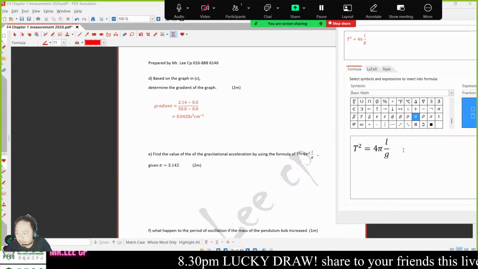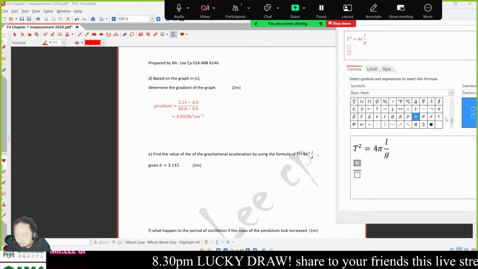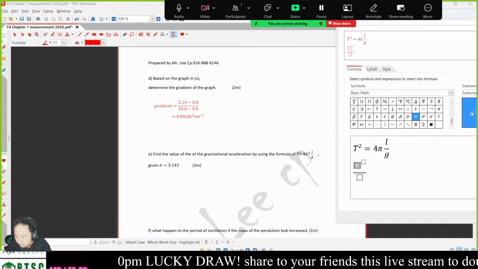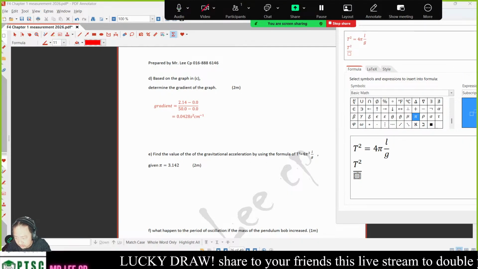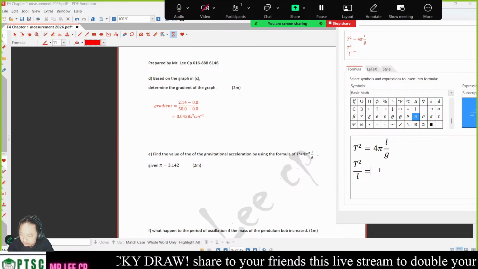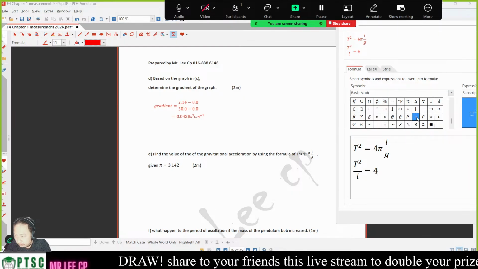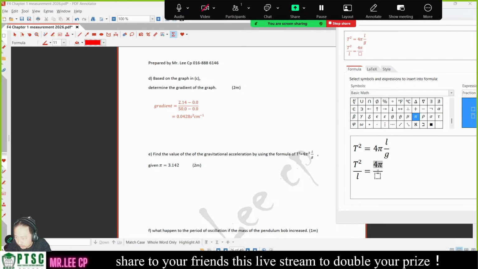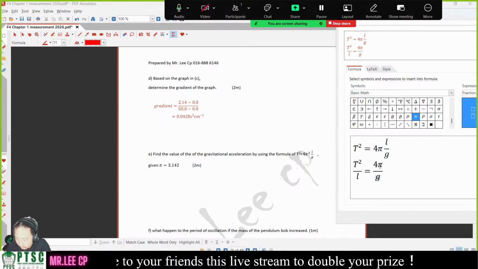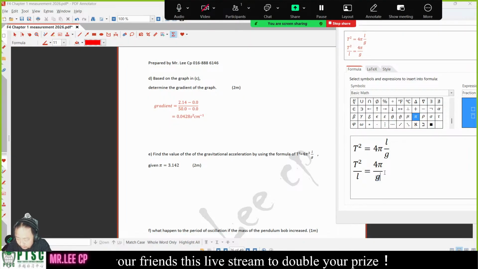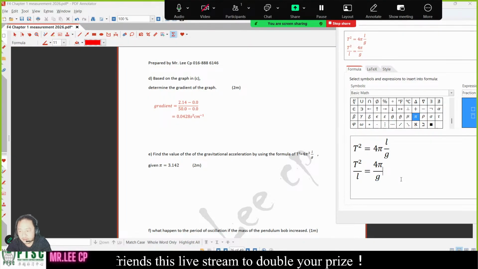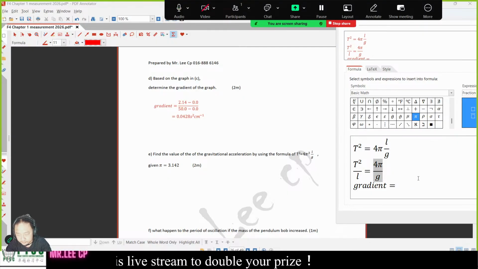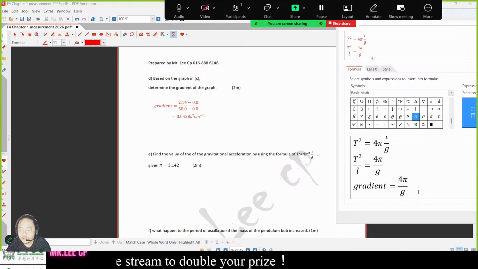Okay. So, what I do is, I am going to bring down this one. T square against L is equal to 4 pi over g. This one whole thing over g. Right? The L go down already. 4 pi, L go down, left g at the bottom. So this one is my gradient of the graph. 4 pi over g.